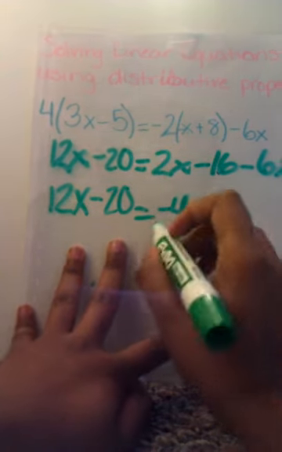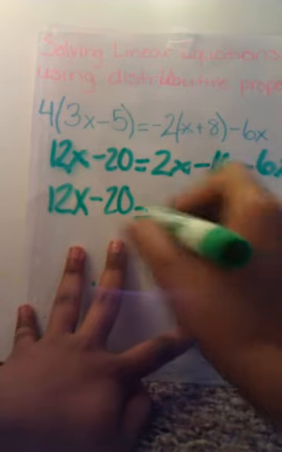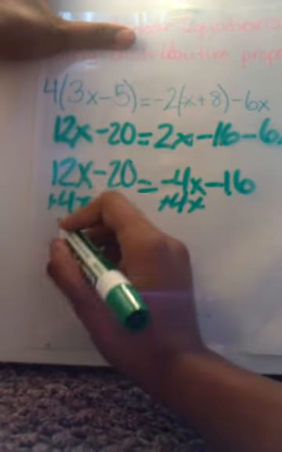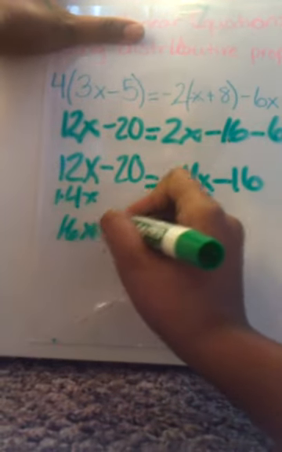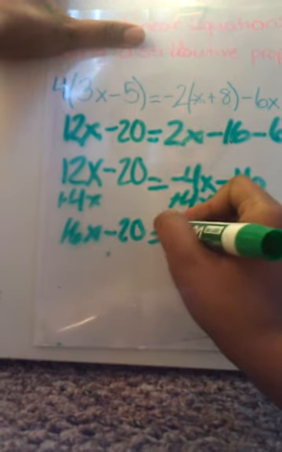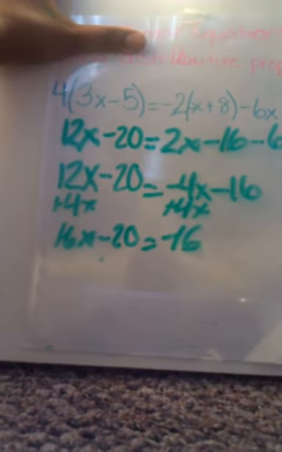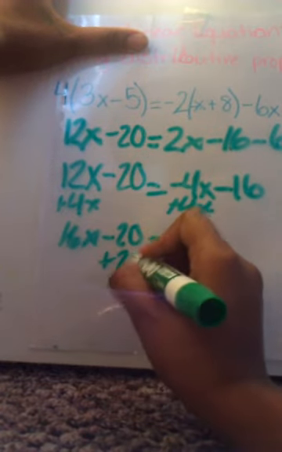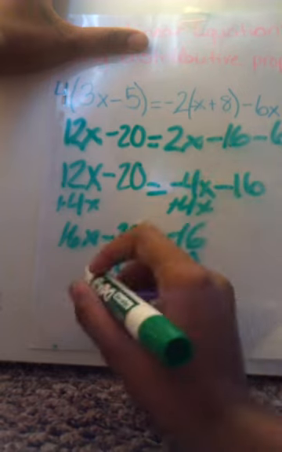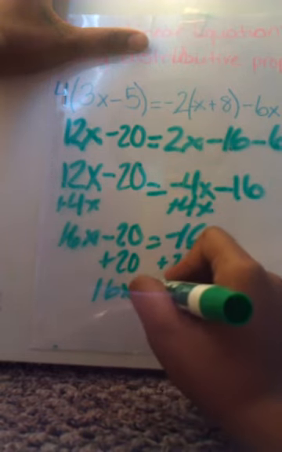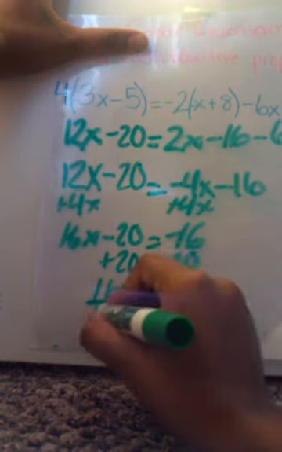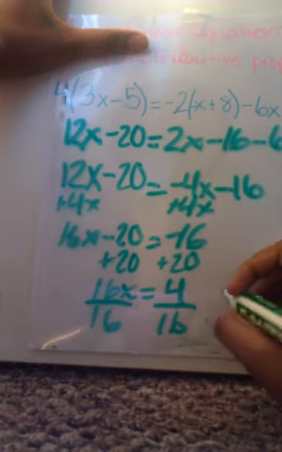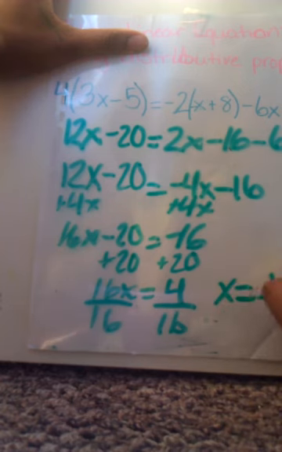So this is like our other equation with x on both sides. What we do is add 4x to both sides, and then we're left with 16x minus 20 equals negative 16. And this is just like our y equals mx plus b. So what we do is add 20 to both sides, and then we have 16x equals 4. Divide by 16, and then x equals 4 over 16, which simplifies to 1/4.